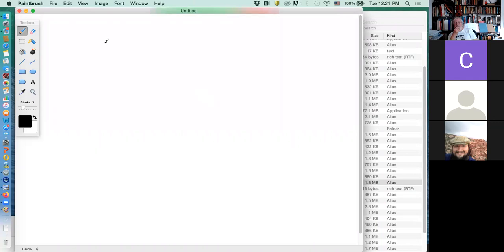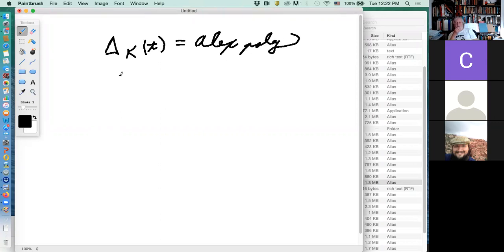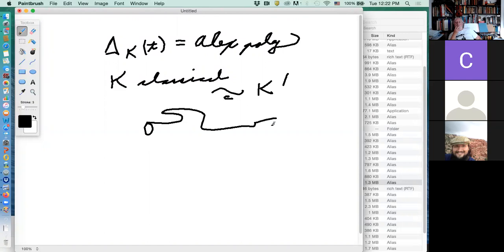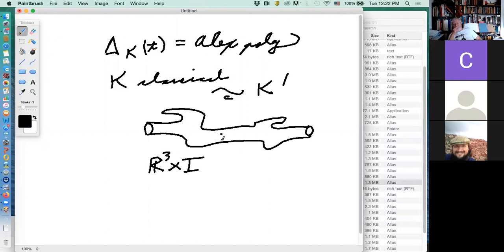So there's a beautiful theorem about the Alexander polynomial due to Fox and Milnor. And that theorem is that if a classical knot K is concordant to K prime, which of course means that there is some genus zero embedding in R3 cross I between K and K prime.